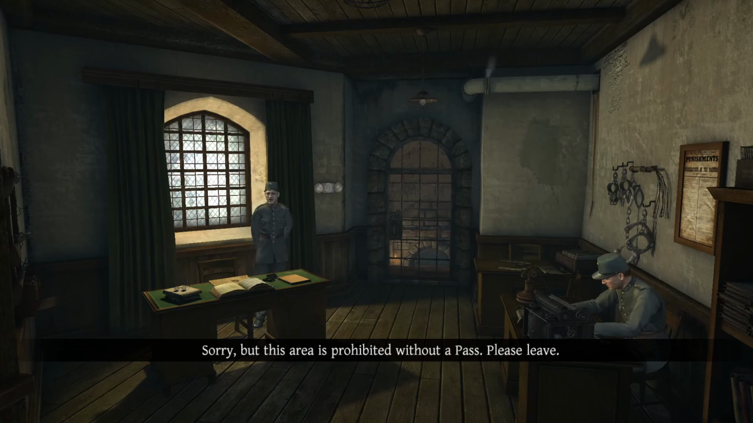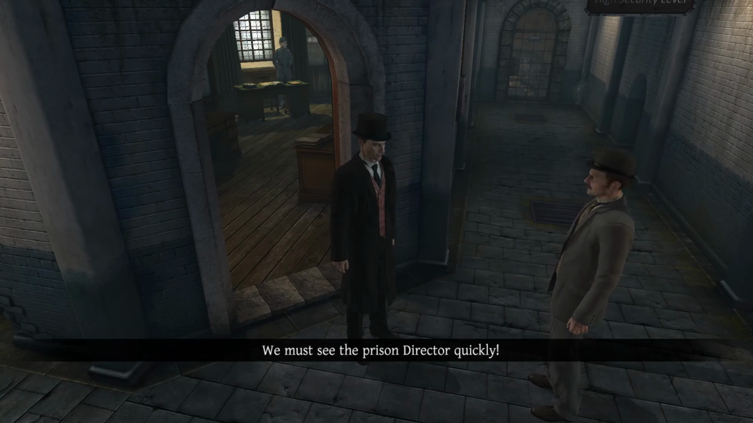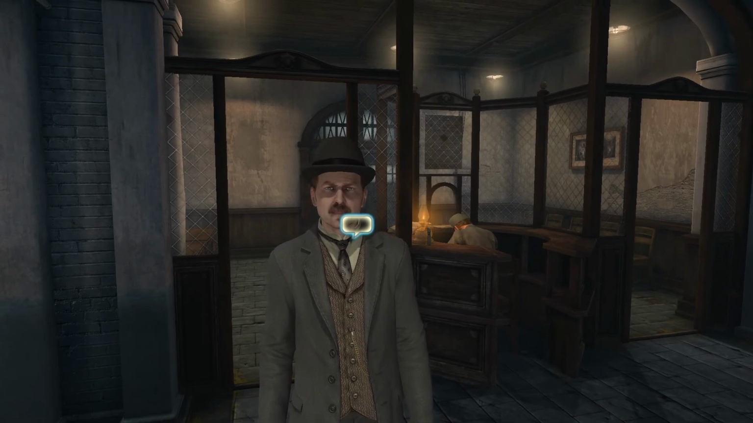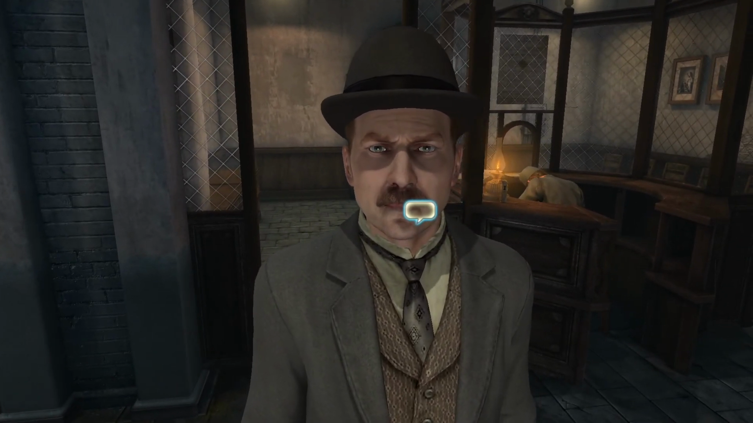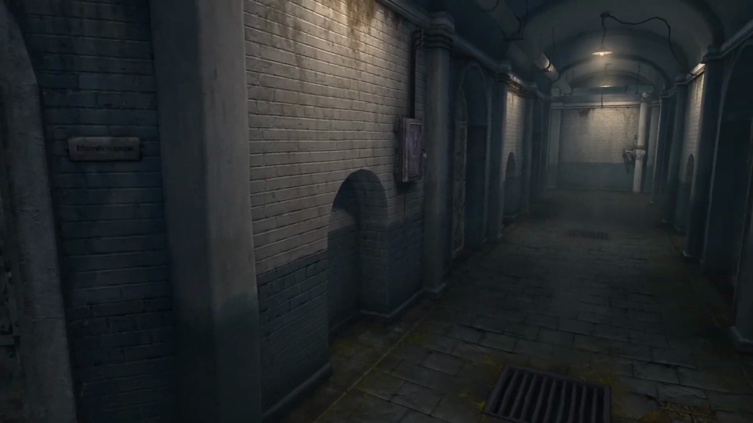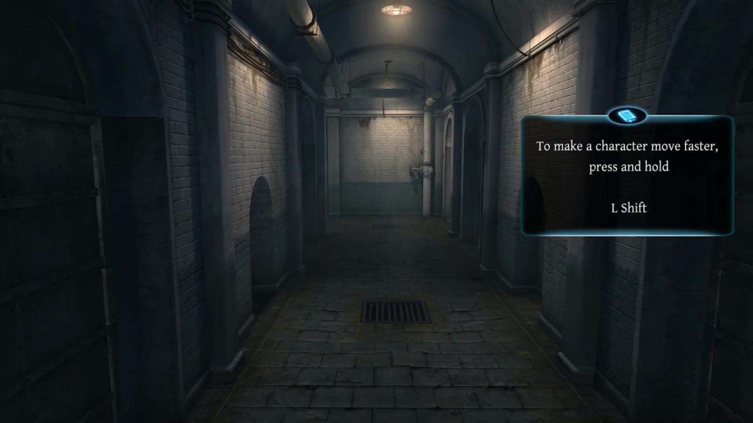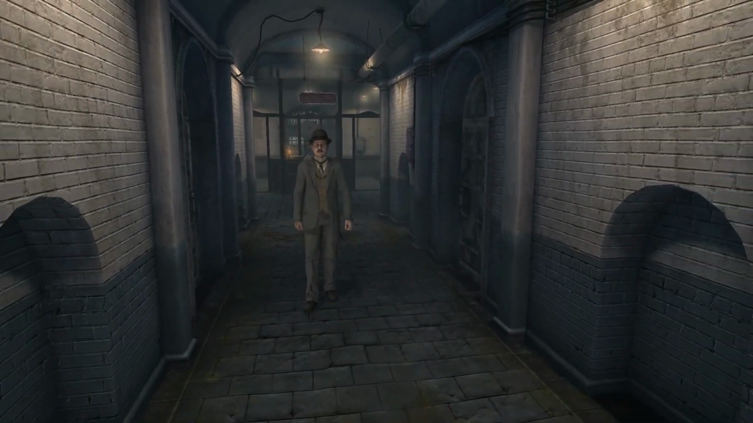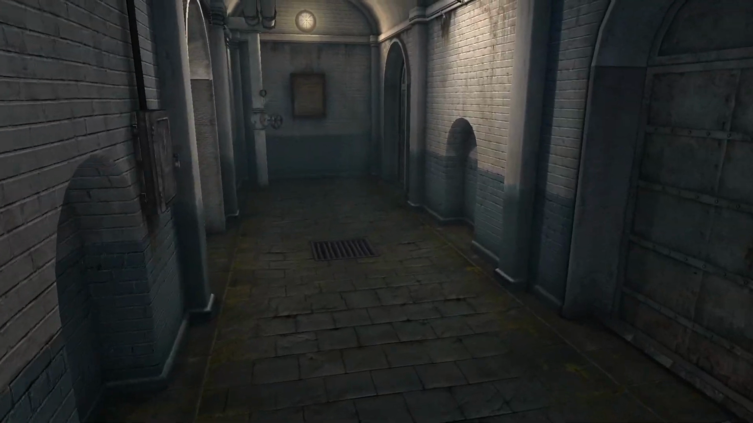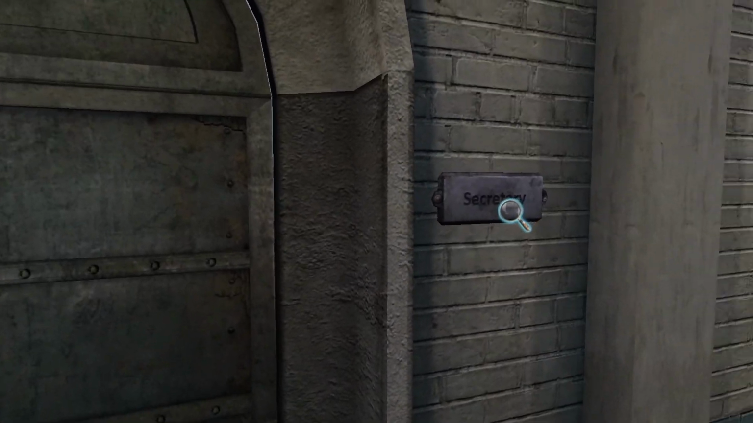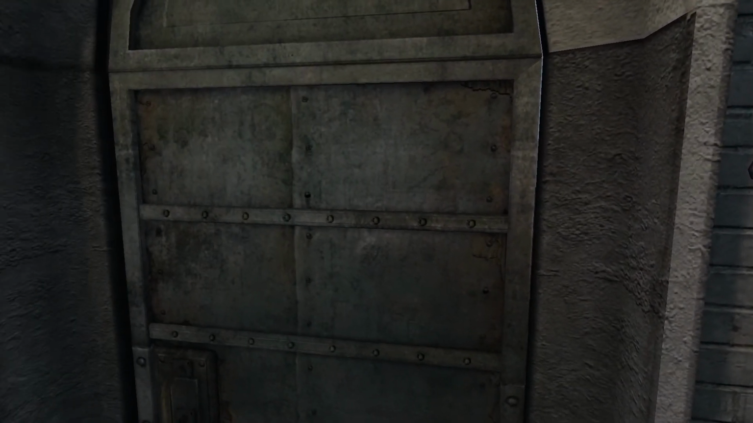Sorry, but this area is prohibited without a pass. Please leave. We must see the prison director quickly. Why quickly? Do you know something, Watson? Answer me, good man. Do you know something? And do something with those mustaches. Anyways. Yes. Oh, here. Let's go to the secretary's office. Let us.